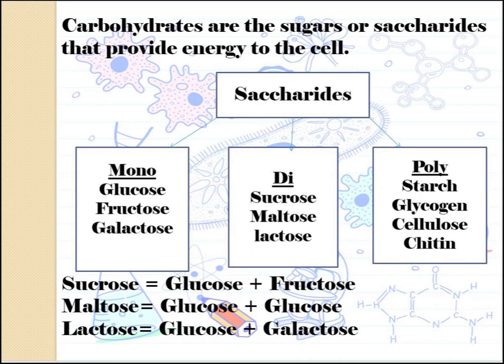So saccharides can be categorized into three different types according to their structure. One is monosaccharide, another is disaccharide, and the third is polysaccharide. What are monosaccharides? Glucose, fructose and galactose are monosaccharides. What are disaccharides? Sucrose, maltose and lactose are disaccharides. And what are polysaccharides? Starch, glycogen, cellulose and chitin are the polysaccharides.